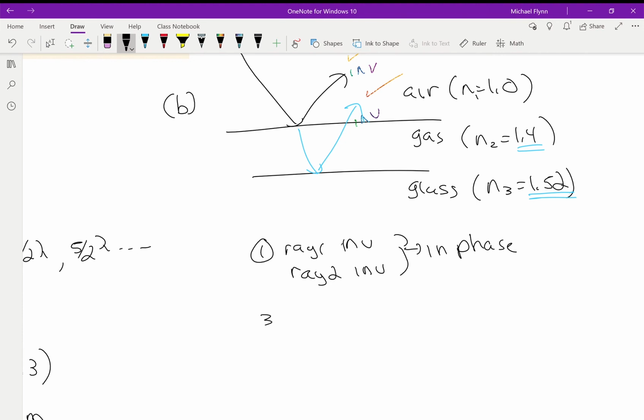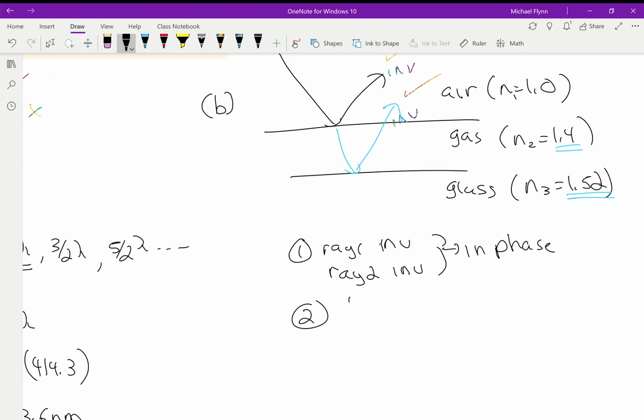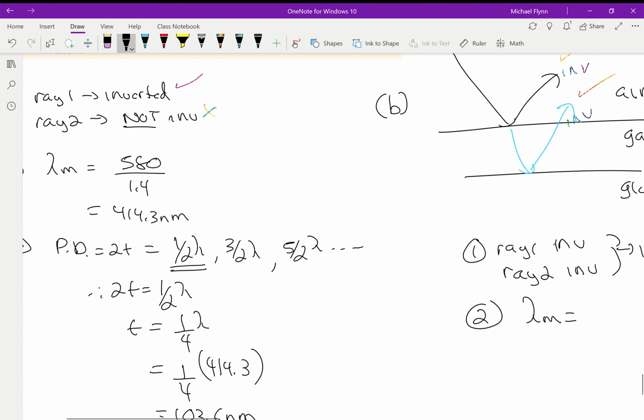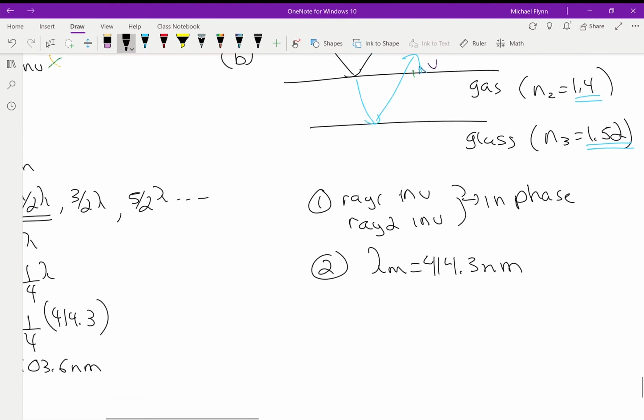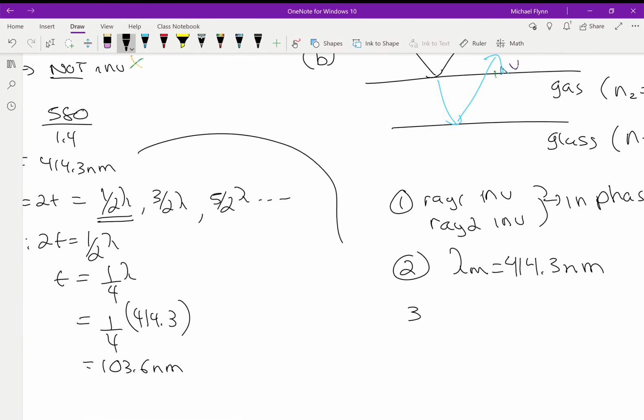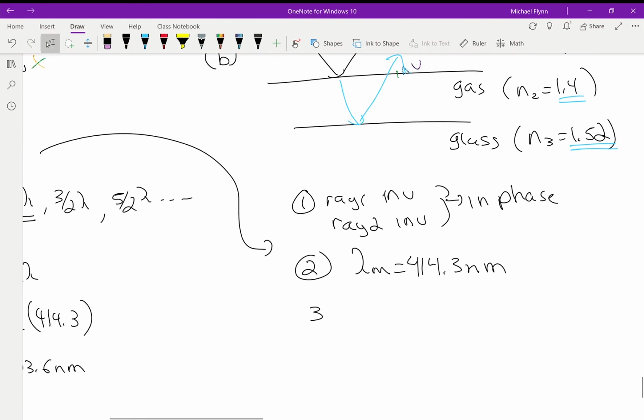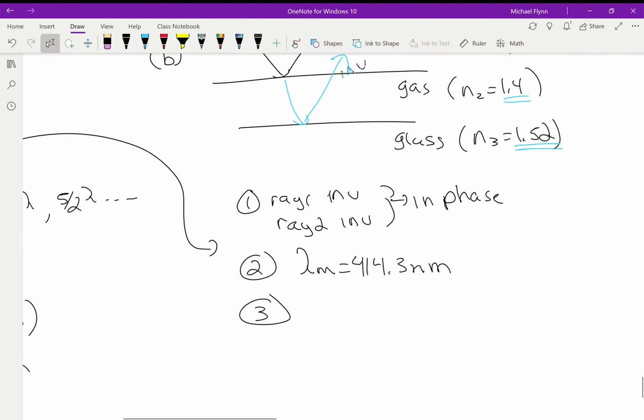So step 2. Step 2 is the same as before. We found the wavelength in the medium. We're not going to redo the math. We're going to get 414.3 nanometers. So we don't have to do that again. Step 3, and I got that from over here, right? Same step, because it's still in the gas that we're talking about here. That's still where the thin film is, right?